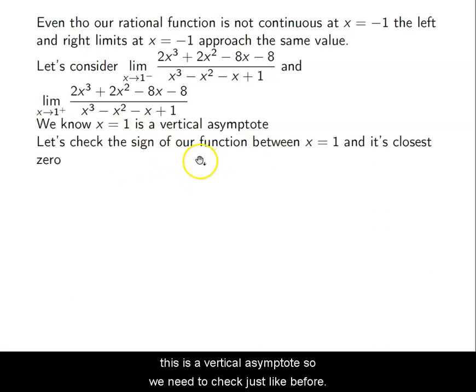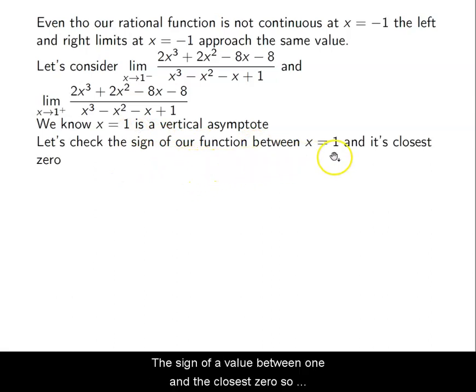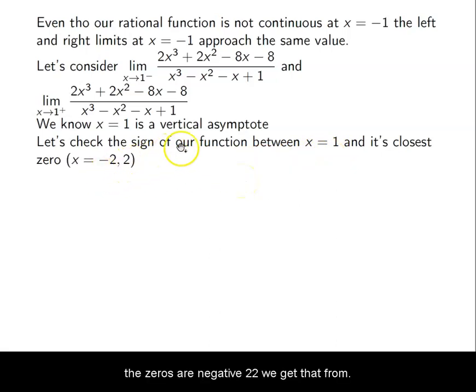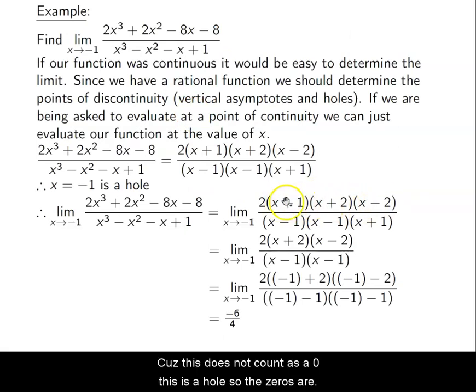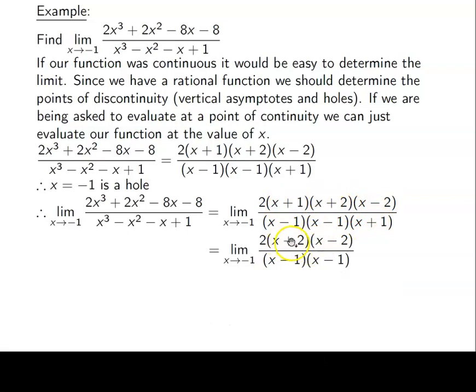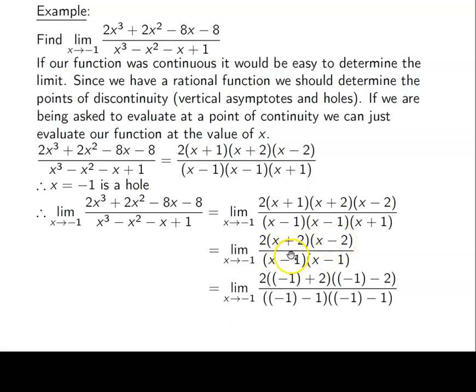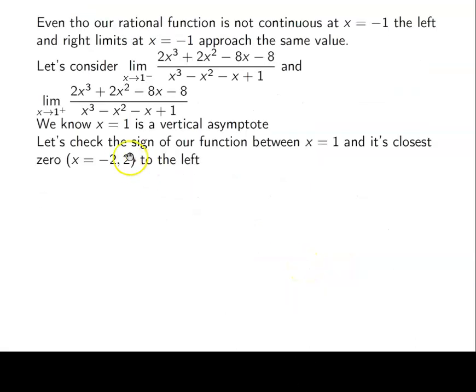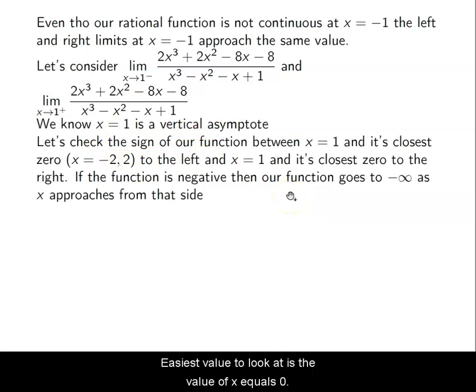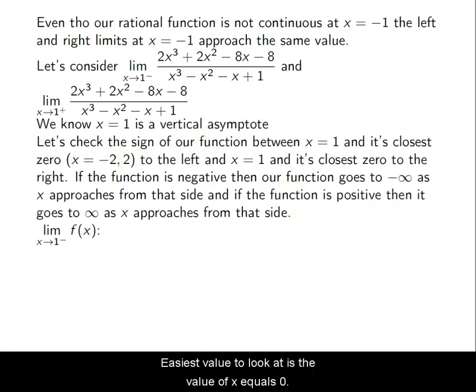So I know that this is a vertical asymptote. We need to check, just like before, the sign of a value between 1 and the closest zero. So the zeros are -2, 2. We get that from the numerator, right? Because this does not count as a zero, this is a hole. So the zeros are -2, +2, and vertical asymptote at 1. So I want to talk about what happens between that. If I'm looking to the left, I'm looking at a value between -2 and +1. The easiest value to look at is x equals 0.